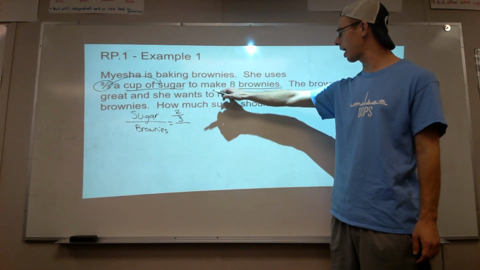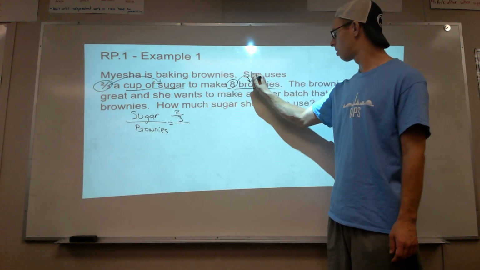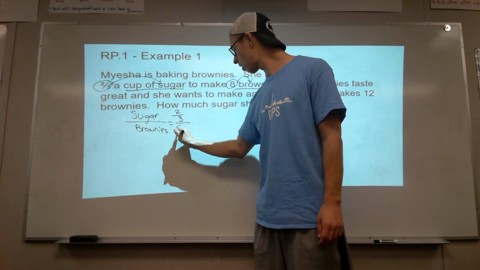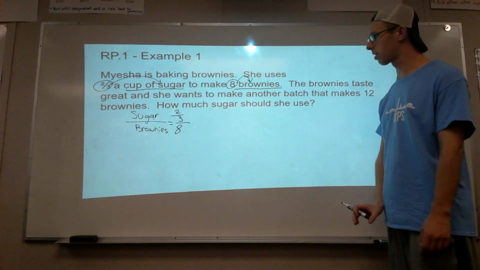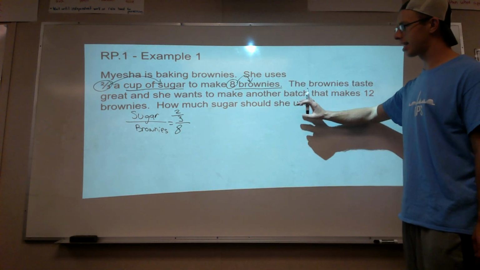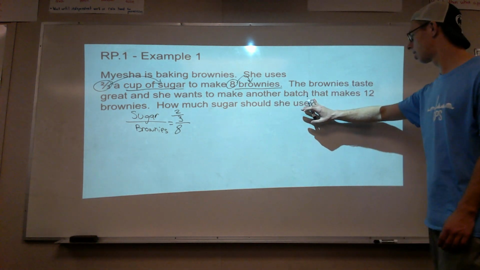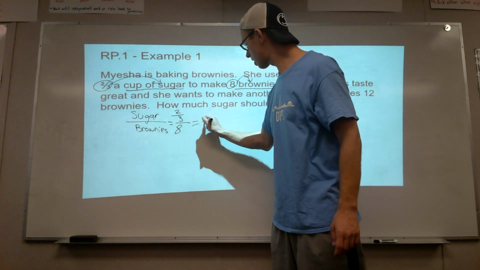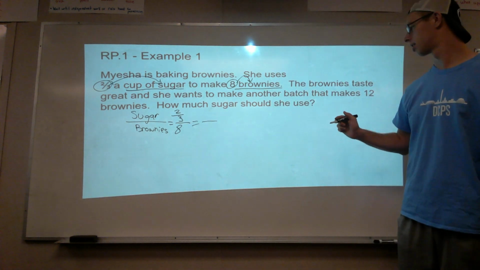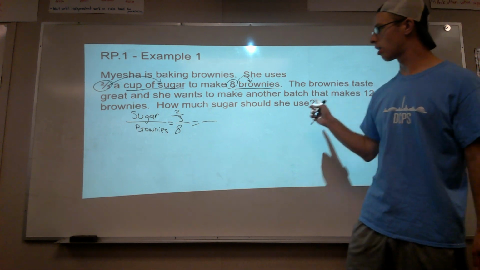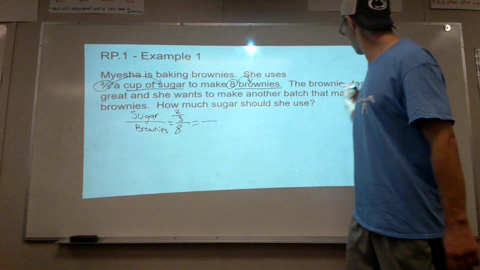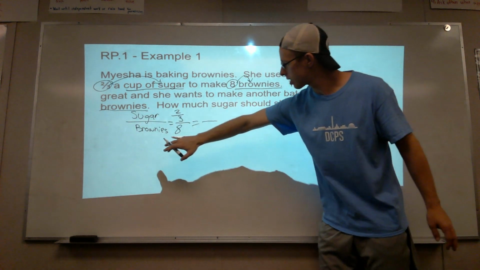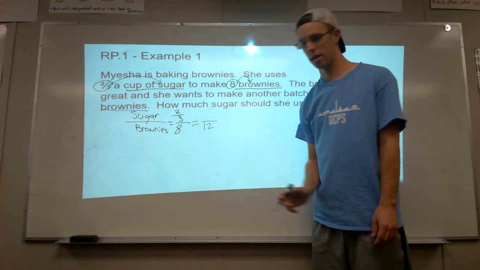I'm going to keep reading. To make 8, found another number, brownies. So 8, because brownies is on the bottom, also needs to go on the bottom. I put an 8 there. The brownies taste great, and she wants to make another batch. That makes 12 brownies. Well, I have another number, and I need to make another fraction, so that's good. So this 12 goes with brownies. This 12 clearly goes with the word brownies right here. So that 12 needs to go on the bottom, just like brownies goes on the bottom.